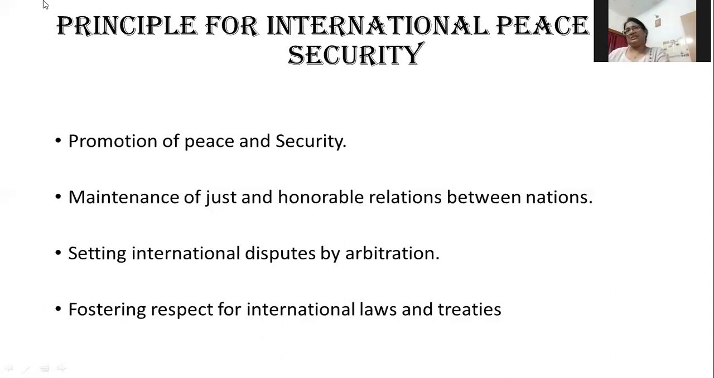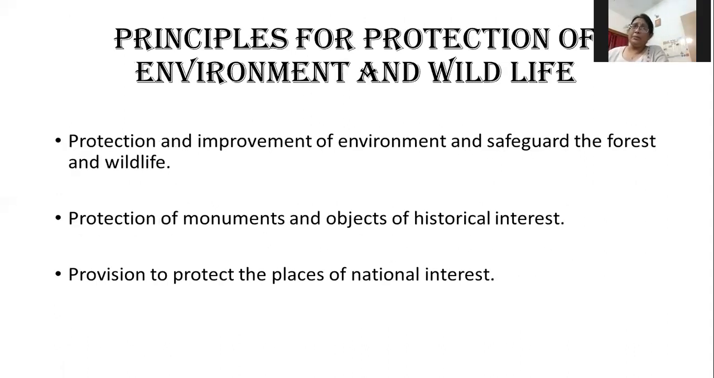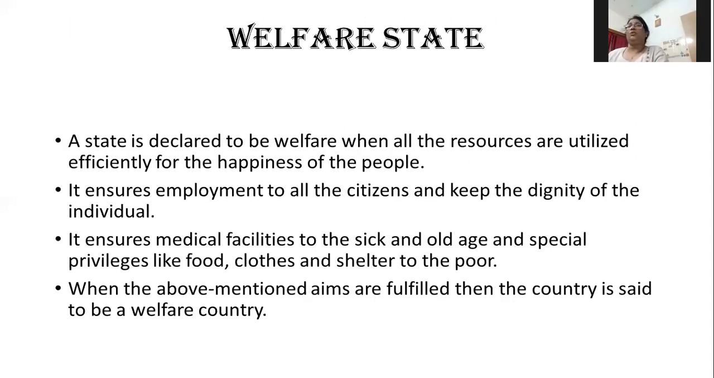Next is a welfare state. What is a welfare state? A state is declared to be a welfare state when all the resources are utilized efficiently for the happiness of the people. Like suppose, when can your family be welfare? When each and every person in the family develops, whatever you have, you share among yourselves and live happily. In the same way, whatever wealth we have in our country is used for the development and betterment of the people. It ensures employment to all the citizens and keeps the dignity of the individual.